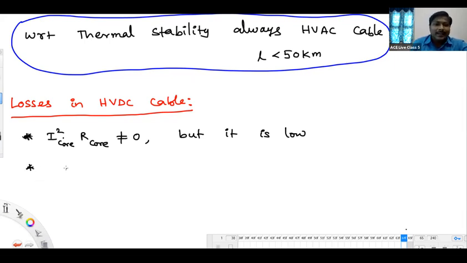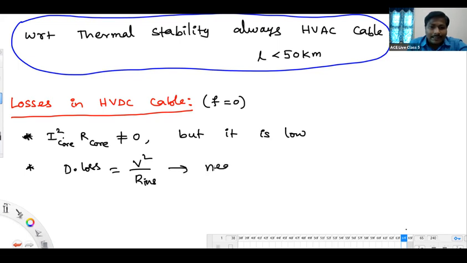Next, what about dielectric loss? Dielectric loss will be approximately equal to 0 because of 0 frequency of operation. The major component of loss will be 0 now. This hysteresis loss will be 0. There may be an existence of V square by R insulation, which is negligibly small and neglected.